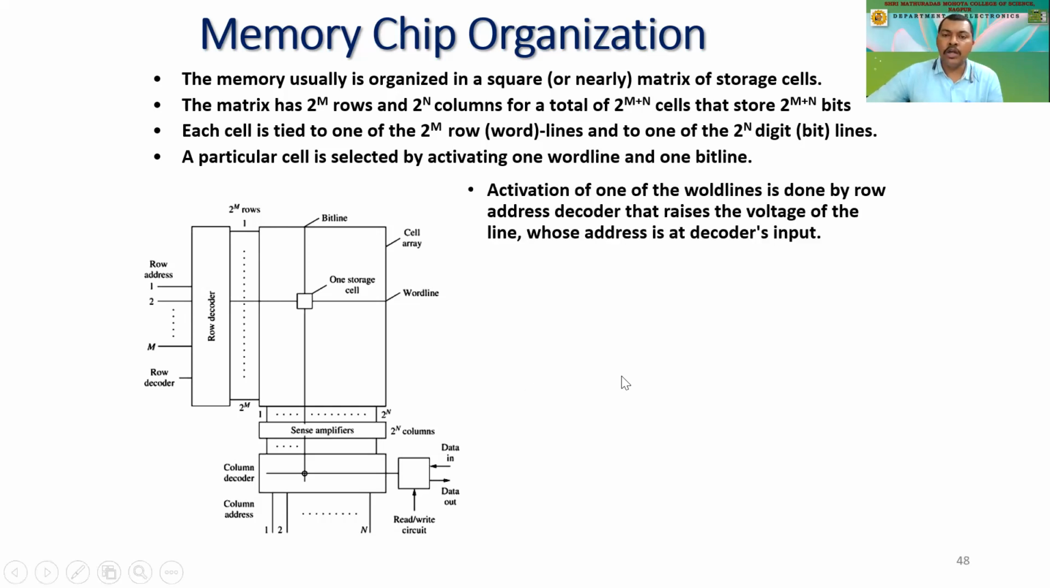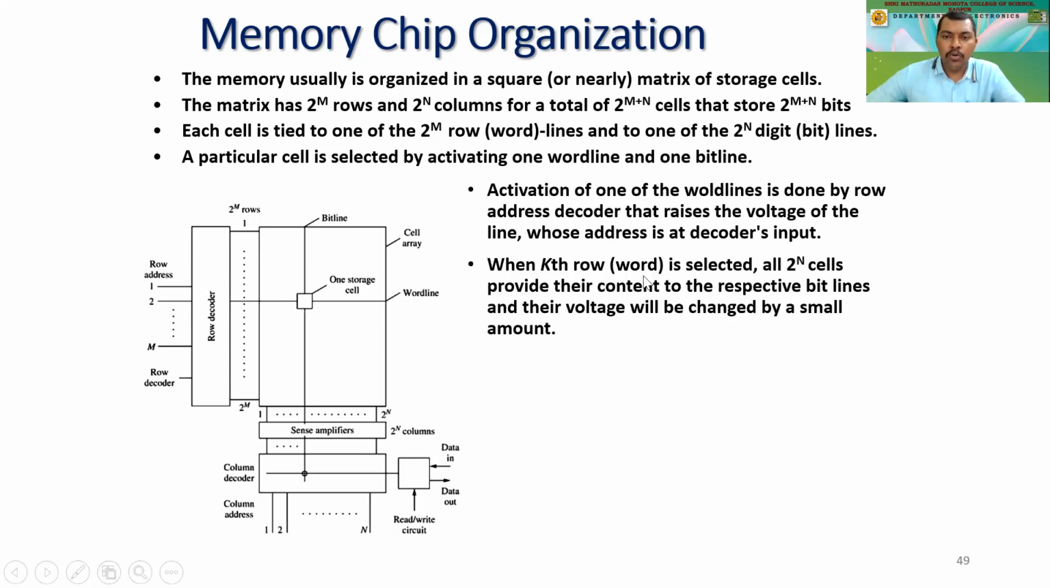The activation of one of the word lines is done by the row address decoder that raises the voltage of the line. So what it does, one word line is selected by the row address. So we are decoding it. We will be generating a code for that particular word line, and the specific word line is being selected, and the voltage of that word line is being raised. So it is given 3 volts over there, whose address is at the decoder.